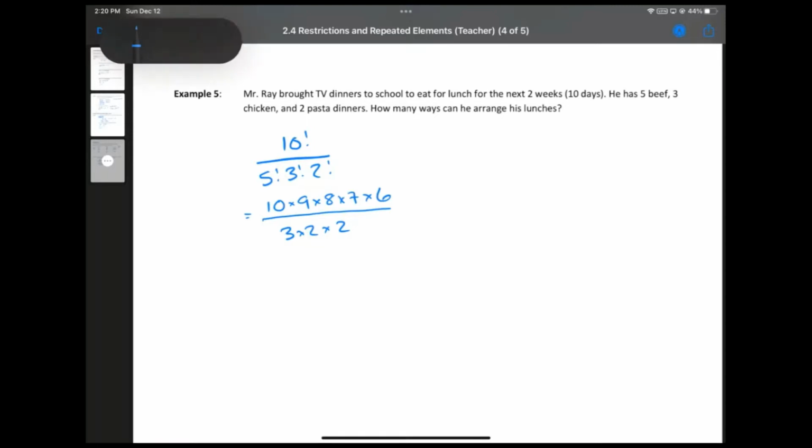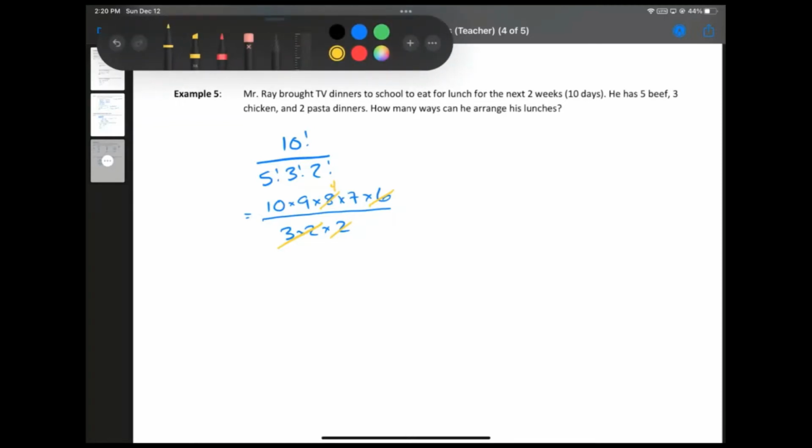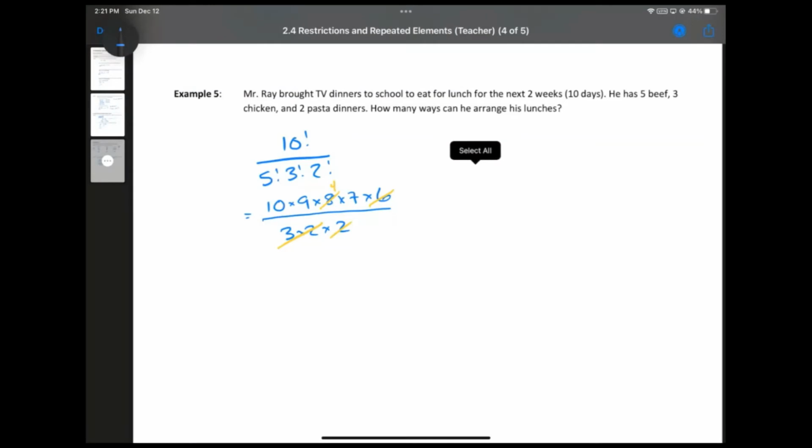And then from there, I can make a couple of little observations to make my calculation slightly faster. At least it would be if I wasn't talking through it completely. But the 3 times 2 cancels with the 6. And the 2 cancels with, honestly, any of the even numbers on the top, but I'm going to cancel the 8 and make it 4. Now that I have that, the top is 10 times 9 times 4 times 7. 4 times 7 is 28. 9 times 28 is 252. Times 10 is 2,520.